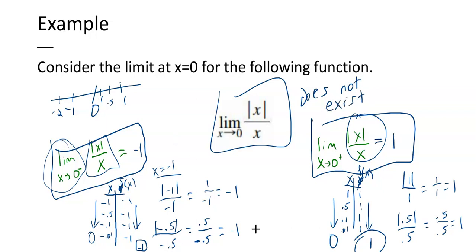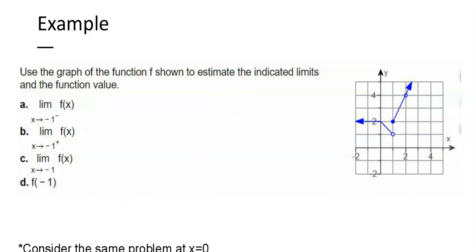All right, so maybe that's a bad first example, having an example where the limit just doesn't even exist. Let's look at some other examples here. So this one, instead of giving us an equation to work off of, we are working off of a graph. All right, so we have to be able to read the values we need off of the graph.